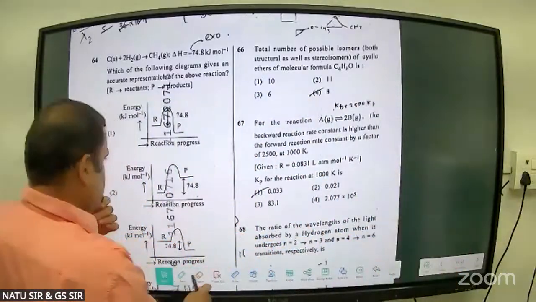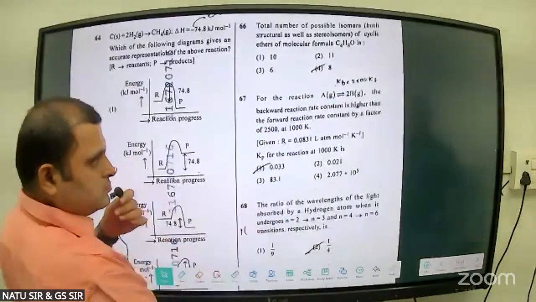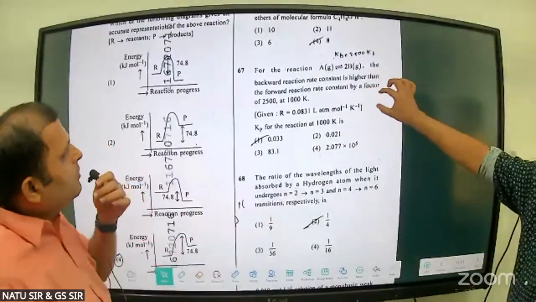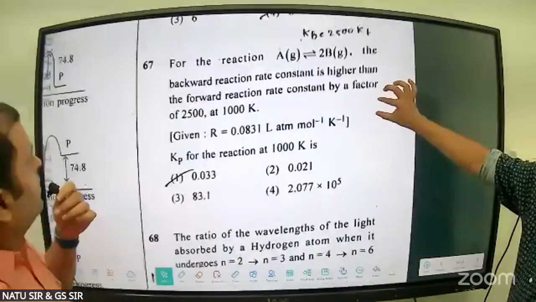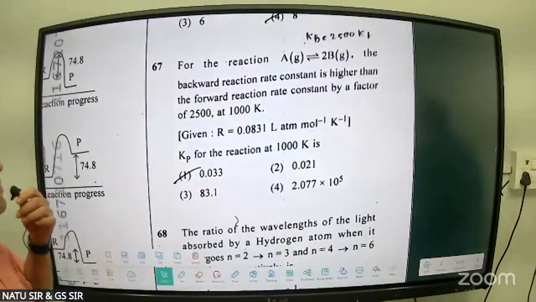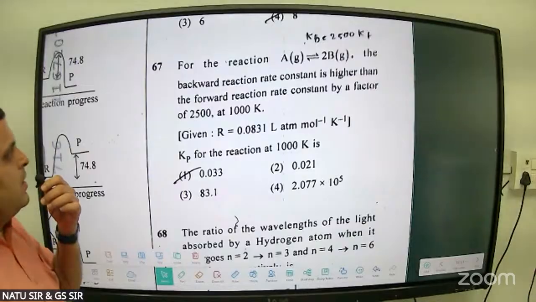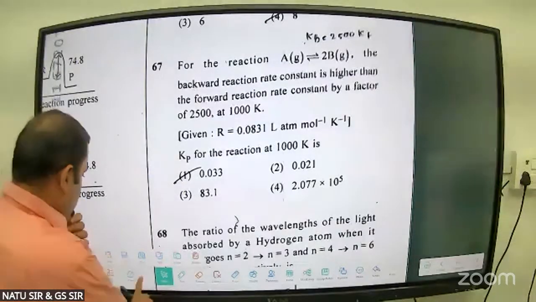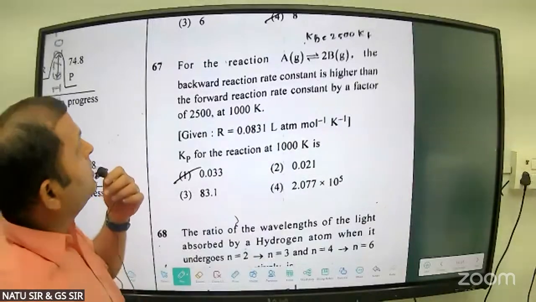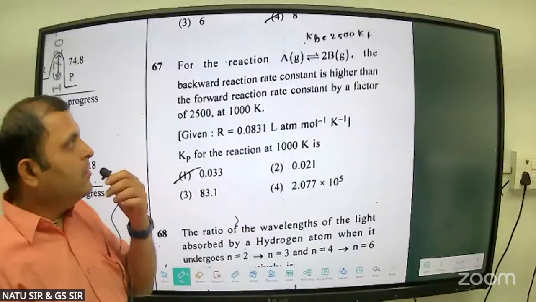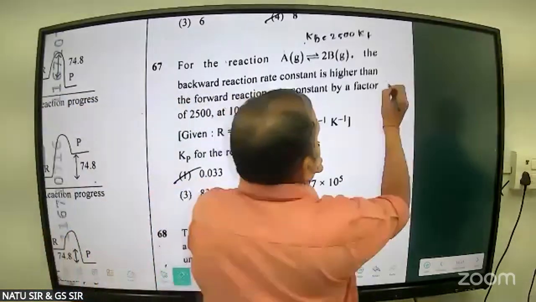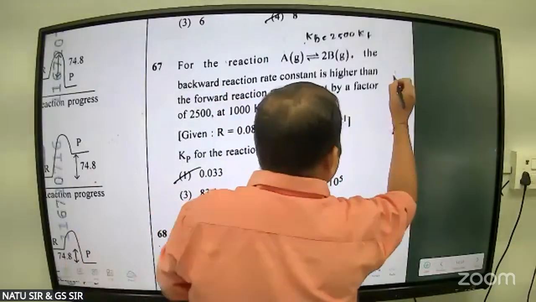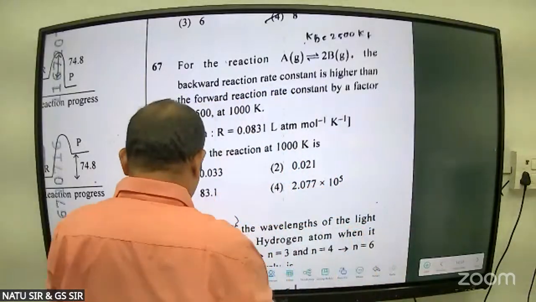Yes, the next one is: for the reaction A plus 2B giving 2B, the backward reaction rate constant is higher than the forward reaction rate constant by a factor of 2500. So it is a reversible reaction at equilibrium and we are supposed to write its equilibrium constant in terms of K, right?